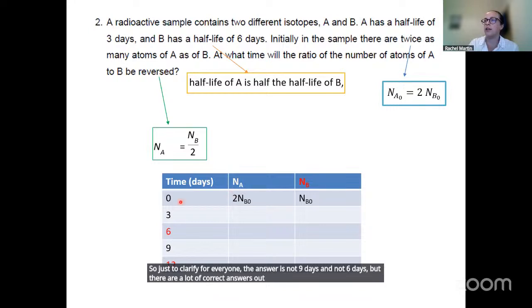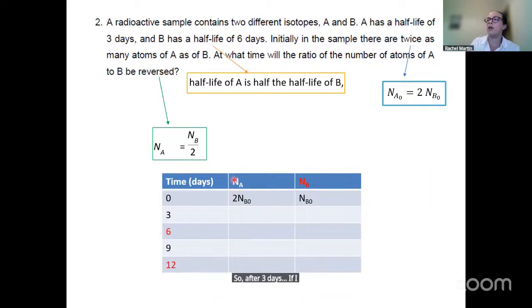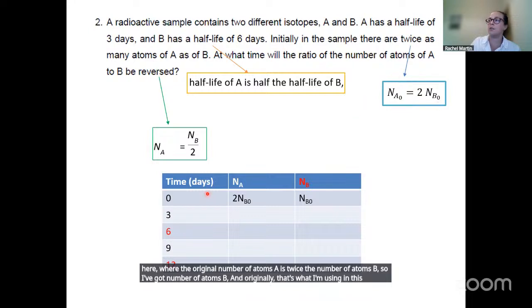Well done. So after 3 days, if I'm working, and what I did there was I used this rule here, where the original number of atoms A is twice the number of atoms B. So I've got number of atoms B, and originally, that's what I'm using in this blue box. I've got twice the number of atoms B.